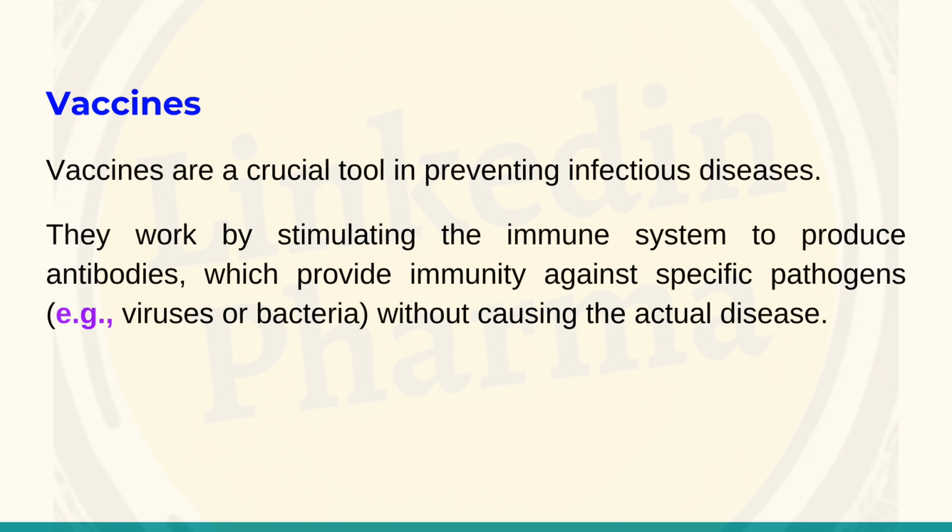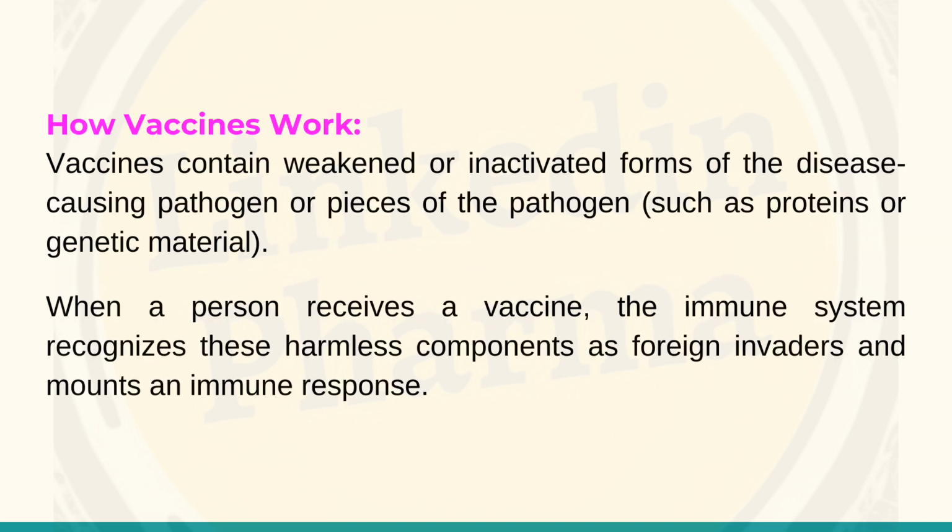They work by stimulating the immune system to produce antibodies, which provide immunity against specific pathogens, for example viruses or bacteria, without causing the actual disease. How vaccines work. Vaccines contain weakened or inactivated forms of the disease-causing pathogen or pieces of the pathogen, such as proteins or genetic material. When a person receives a vaccine, the immune system recognizes these harmless components as foreign invaders and mounts an immune response.